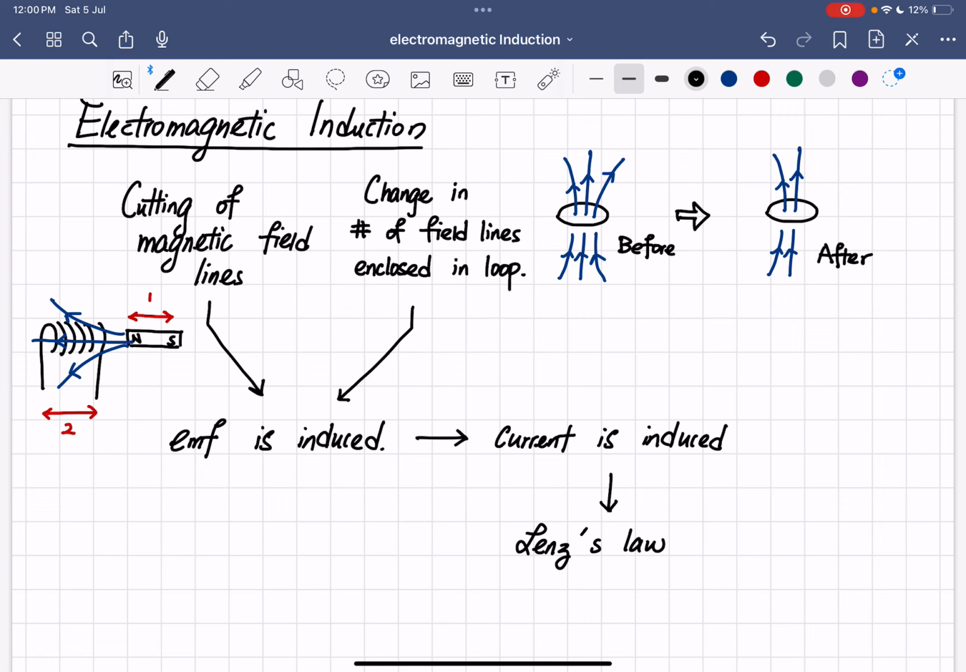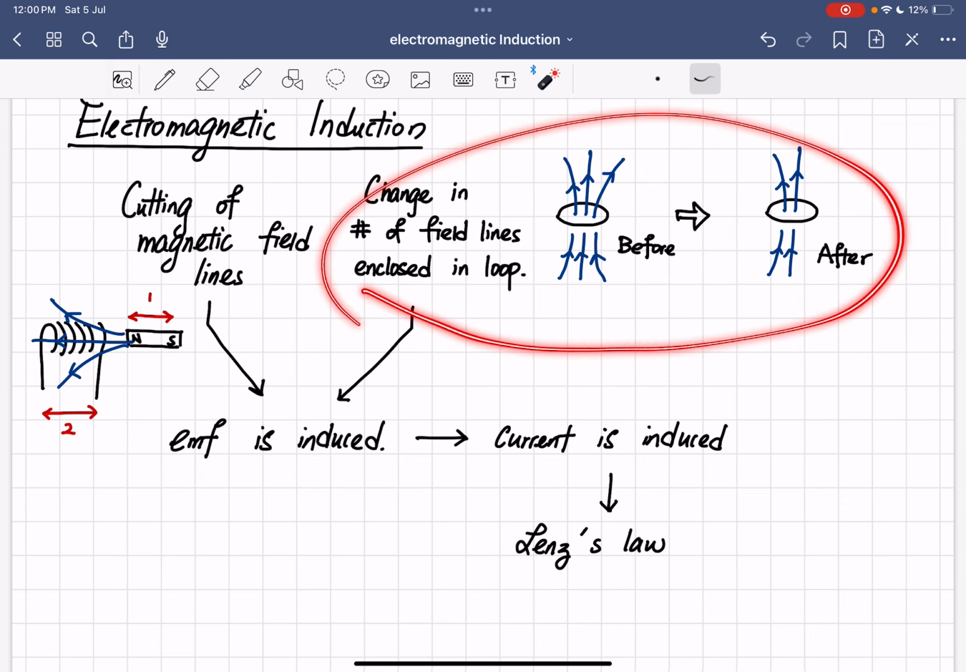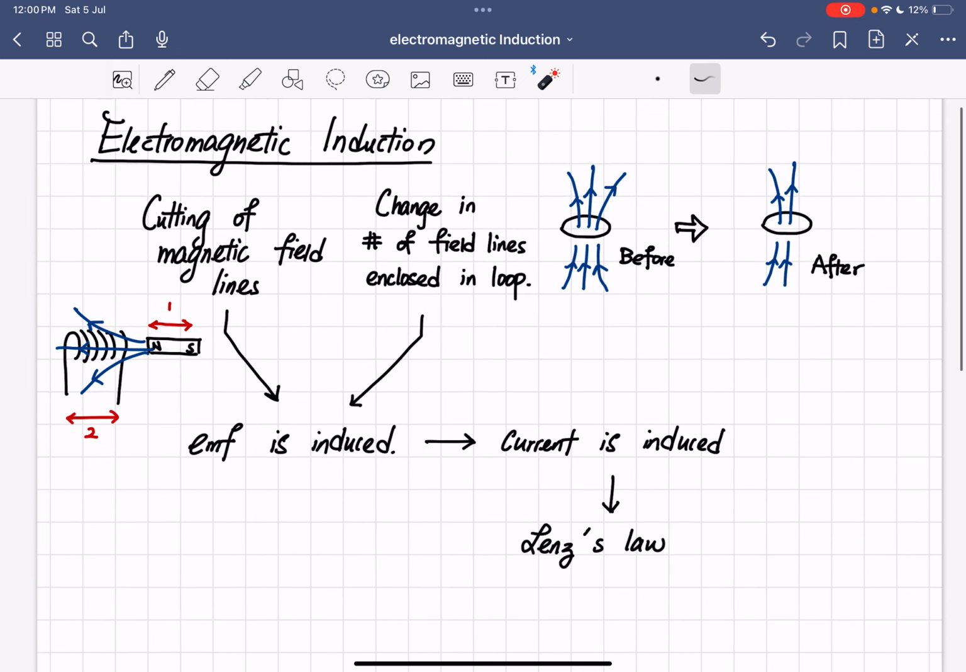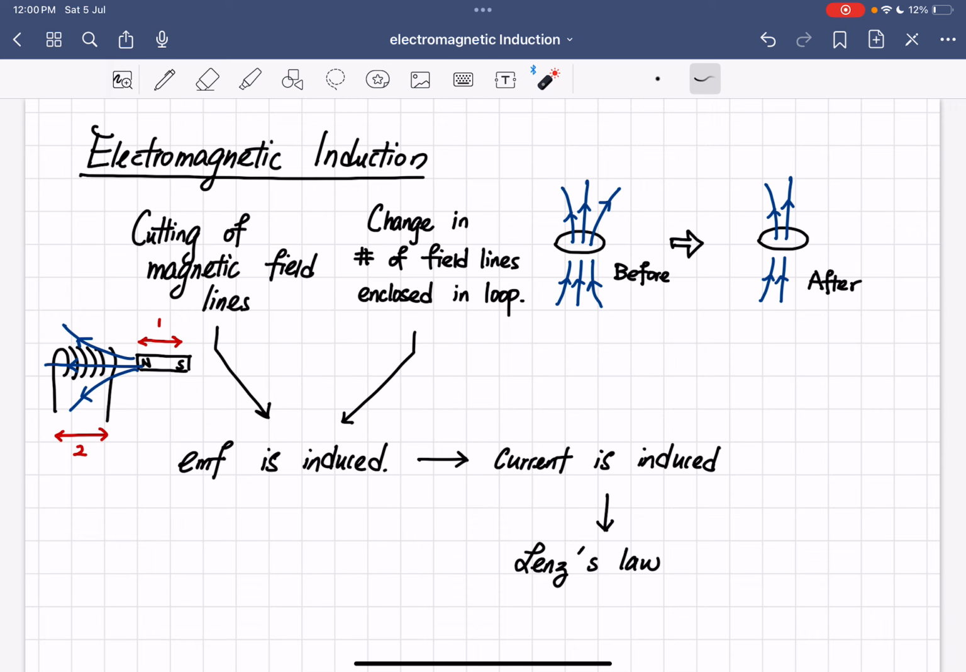Sometimes it is easier to visualize a situation using a cutting of magnetic field lines. Sometimes it's easier to understand the situation by thinking about the number of field lines enclosed by the loop. But if you are careful enough, you will see that actually these two are related, or equivalent. Because when you have any cutting of magnetic field lines, there must be a change in the number of field lines enclosed by the loop.